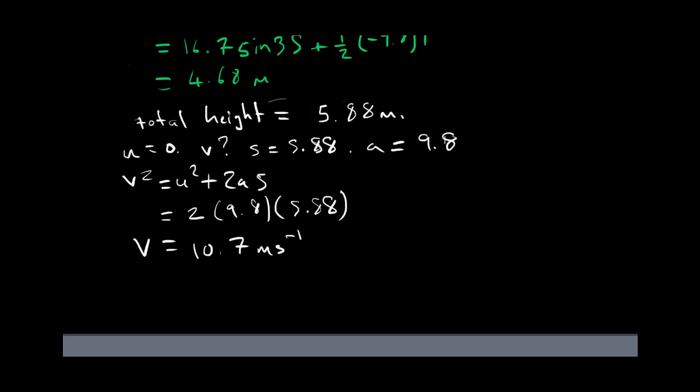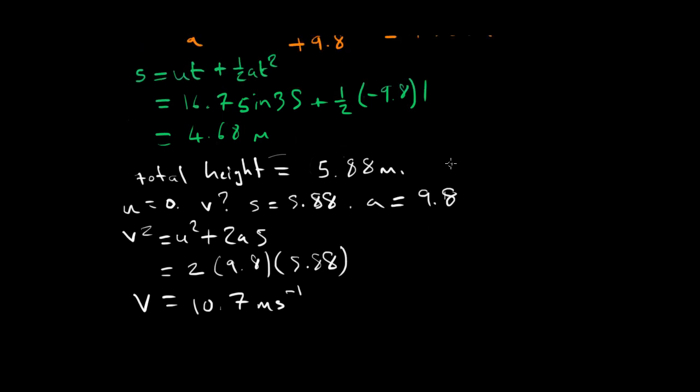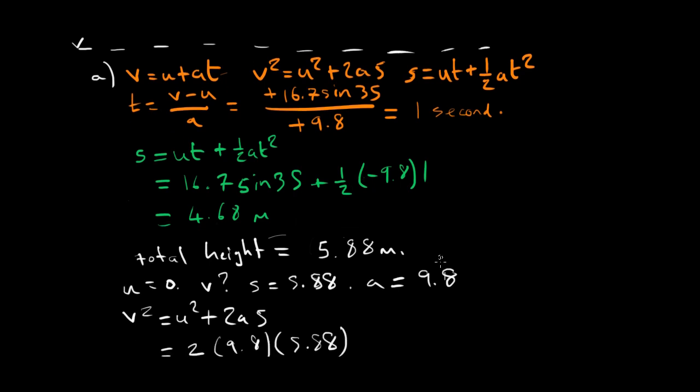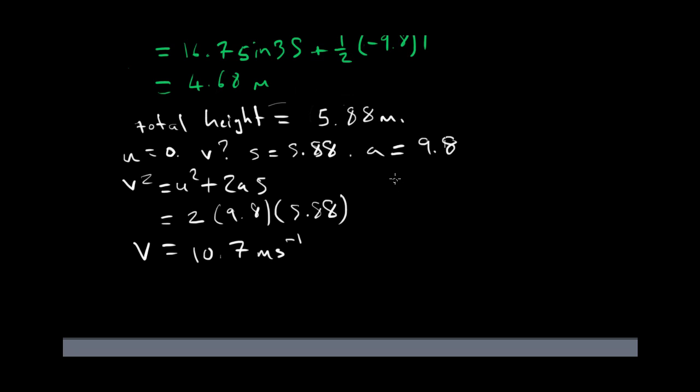So finally, the last part is going to be to find the time, and that's v equals u plus at that we have to use. So that should be easy enough. If v is equal to u plus at, that means that t is equal to v minus u over a. So now that we know v and we know u that was 0, we can say that time is going to equal the final velocity, which is 10.7, minus the initial, which is 0, divided by the acceleration, which is 9.8.